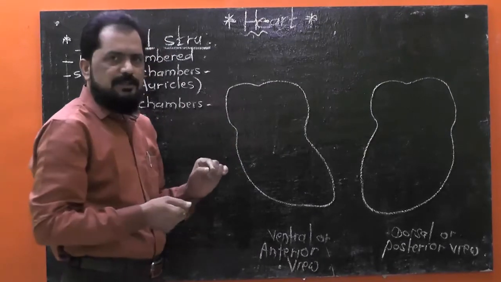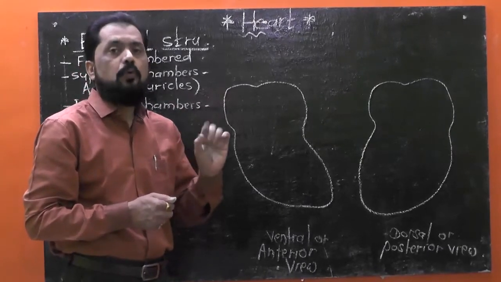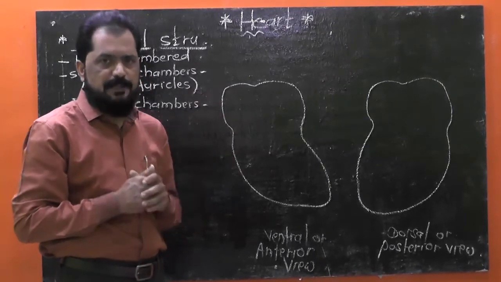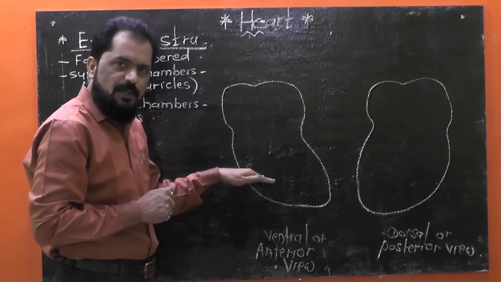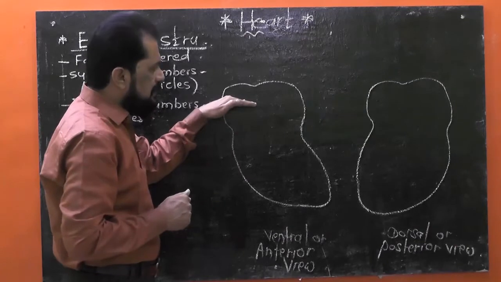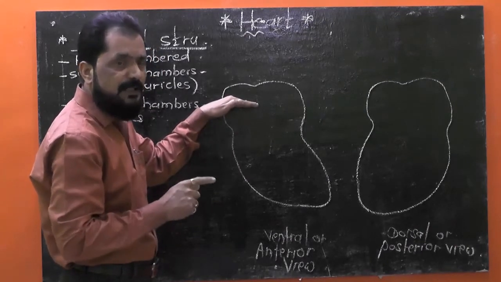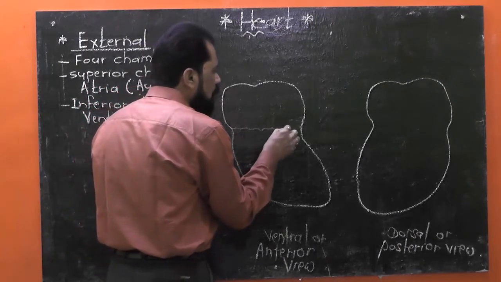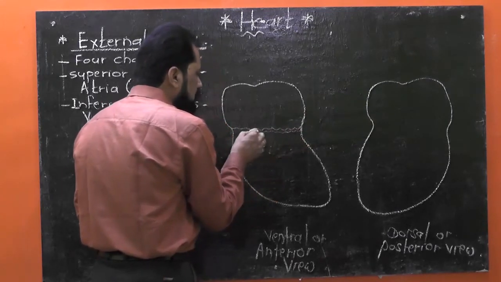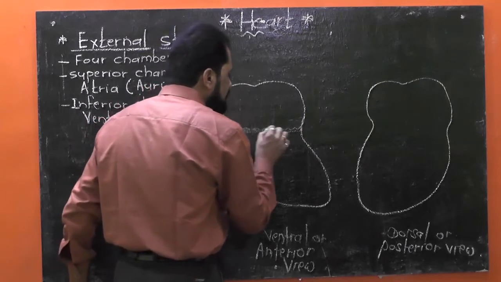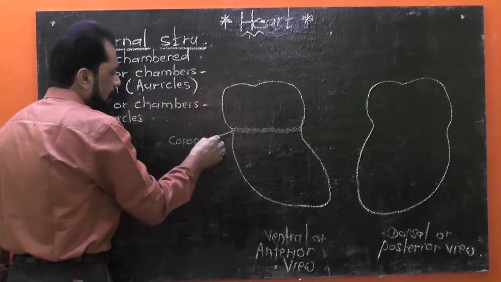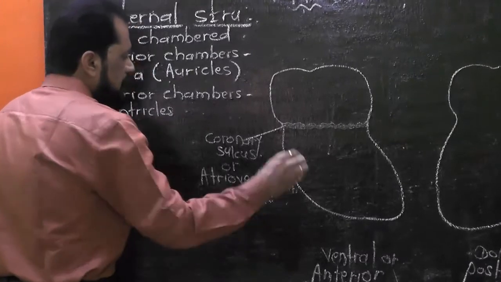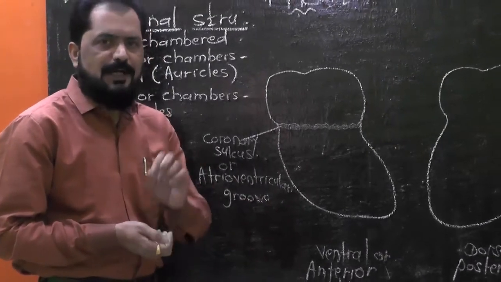This is auricular part and this is ventricular part. Externally, there is a horizontal shallow groove present in between auricles and ventricles. Externally, the auricular part is demarcated from ventricular part by means of a shallow transverse groove known as coronary sulcus or atrioventricular groove. सल्कस ग्रूव याला मराठीत आपण खाच असं म्हणतो.